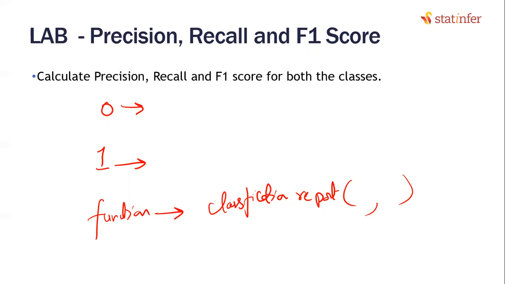Recall is an alternative name for sensitivity and specificity: recall 0, recall 1. Precision is column wise accuracy. F1 score is focusing on a particular class. Instead of giving equal importance to class 0 and class 1, I would like to focus on a particular class.